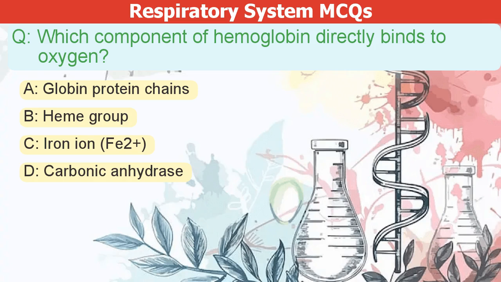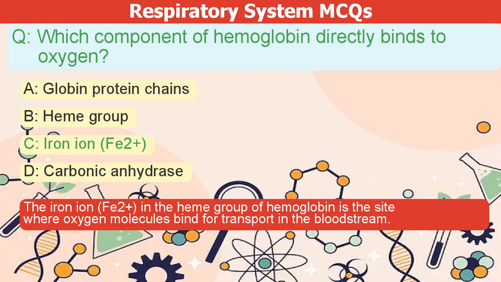Which component of hemoglobin directly binds to oxygen? A. Globin protein chains. B. Heme group. C. Iron, Fe2+. D. Carbonic anhydrase. The correct answer is C. The iron, Fe2+, in the heme group of hemoglobin is the site where oxygen molecules bind for transport in the bloodstream.